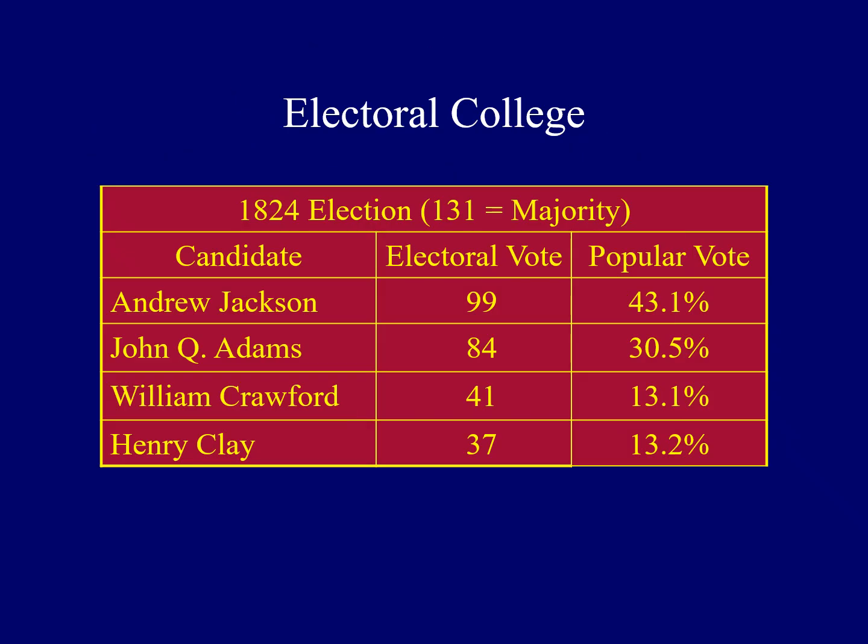The House of Representatives has had to take these steps. In 1824, there were 4 candidates running for the presidency. At that time, we had fewer states, so in order to win a majority of electoral votes, a candidate had to garner 131. Well, you can see that the most electoral votes won were by Andrew Jackson at 99, and 99 is less than 131. So the House of Representatives convened, and they had to pick the next president. Eventually, they chose John Quincy Adams.